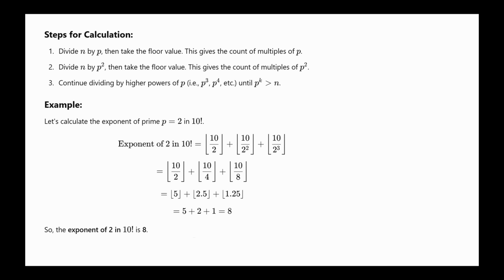Again, the example has been shown here as well. You can have a look at it. For the greatest integer function, 2.5 would be 2, 1.25 would be 1. And further, there would be 10 by 2 to the power 4, which makes it 10 by 16, which is 0 point something. So it is going to come out to be 0. So that is how we solve for the exponent of any prime number in a factorial.